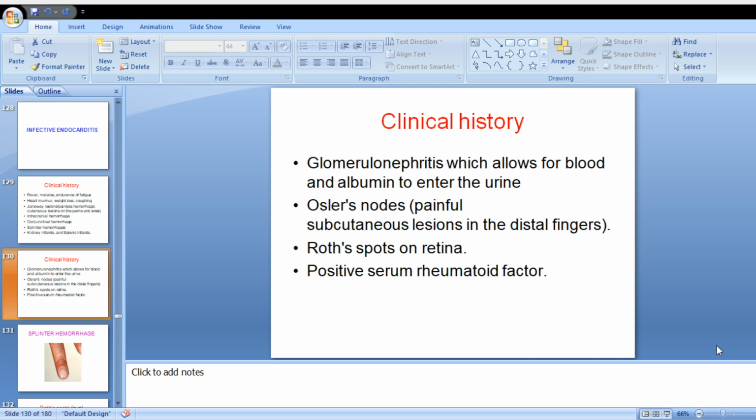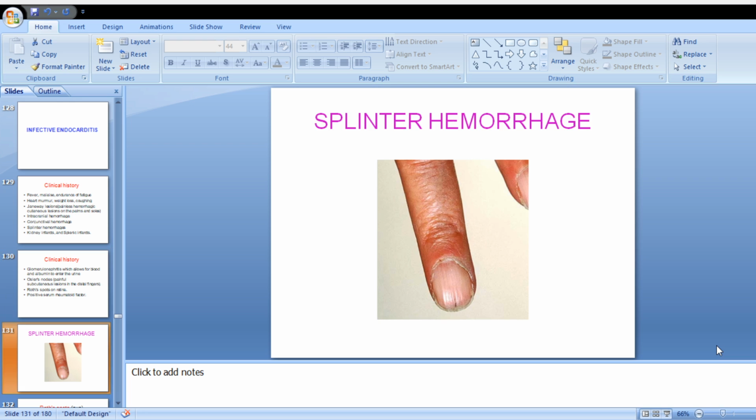Damage of the kidney also occurs in the form of glomerulonephritis, which allows blood and albumin to appear in urine. Osler's node can be seen at the distal finger, a painful subcutaneous lesion. The retina can show Roth spot, and the patient shows serum rheumatoid factor positive.